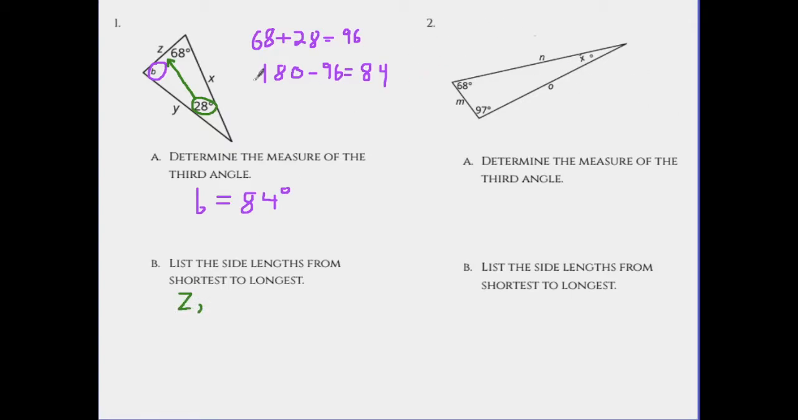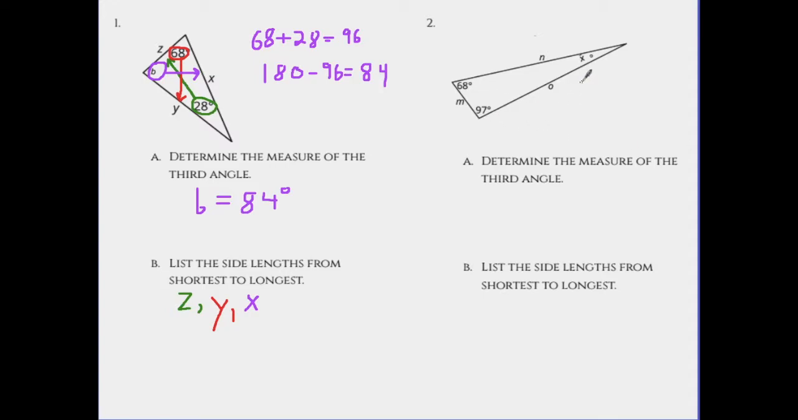And then the next one, in order, 68's the next in our degrees, increasing order. So then Y. And then the longest would be the one that we just found. So this 84 degrees, the one across from that is X. It can be kind of tricky to remember to go across, but remember to go straight across and not next to. Alright, same idea for the second one here.